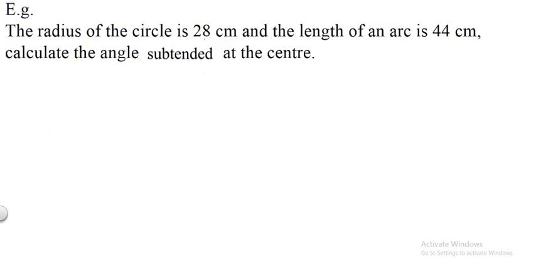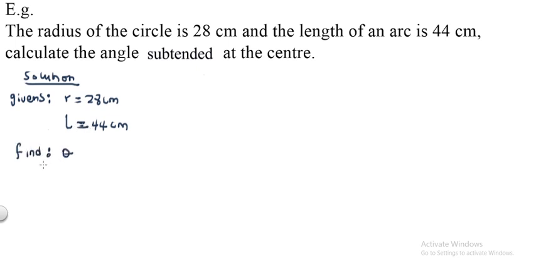We are told that the radius of a circle is 28 centimeters and the length of an arc is 44 centimeters. Calculate the angle at the center. Solution. For our givens, we have the radius is 28 centimeters. The length of our arc, which is L, is equal to 44 centimeters. We are told to calculate the angle at the center, so that means we have to find theta. The formula we know that can help us find theta is L is equal to theta over 360 times 2 pi r.